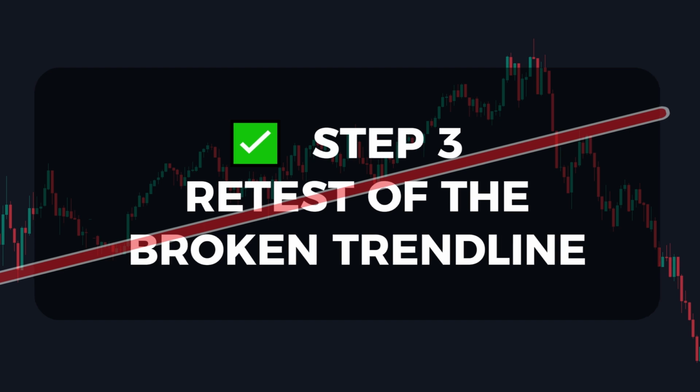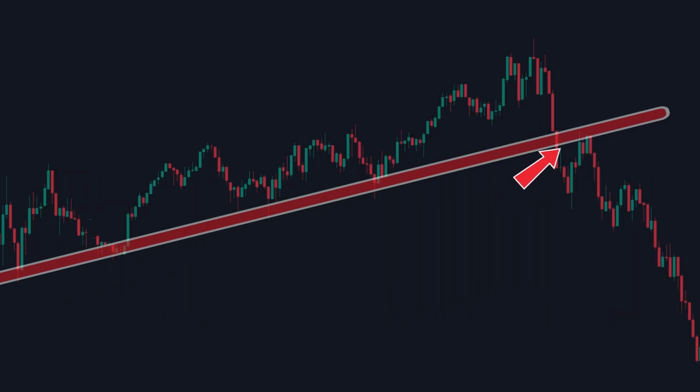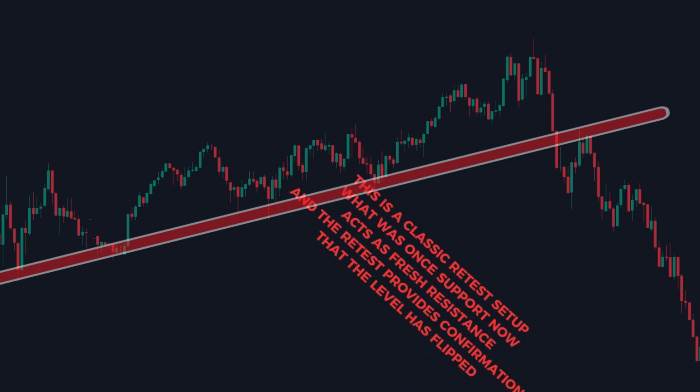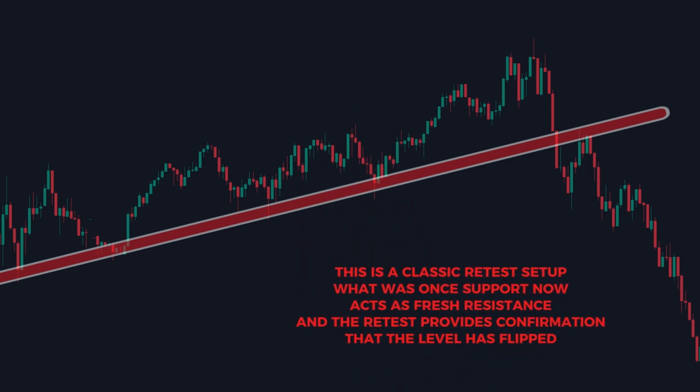Step 3. Retest of the broken trendline. Following the initial break, price retraces back up to test the underside of the broken trendline. This is a classic retest setup. What was once support now acts as fresh resistance, and the retest provides confirmation that the level has flipped.